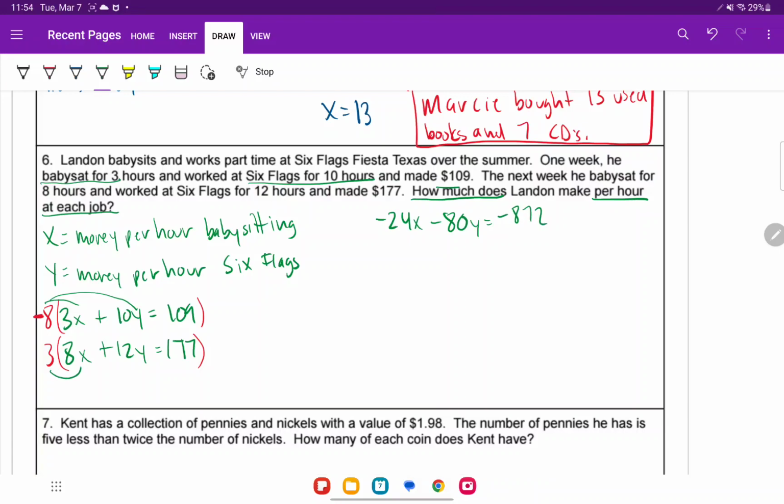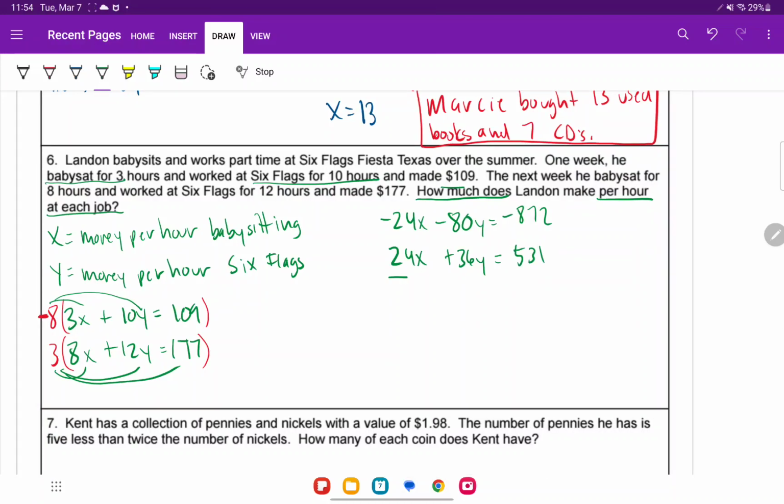On the bottom, 3 times 8x is 24x. 3 times 12y is 36y. And then 3 times 177 is 531. All right, now we're going to combine those so the x's cancel. We have negative 80 plus 36, and that's going to give us negative 44y. And then we have negative 872, and we're going to add 531 to that, and that gives us negative 341.